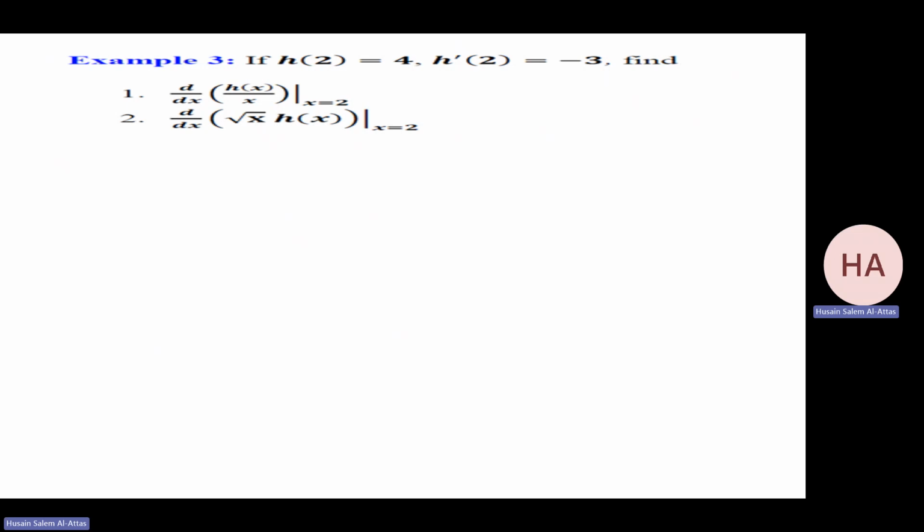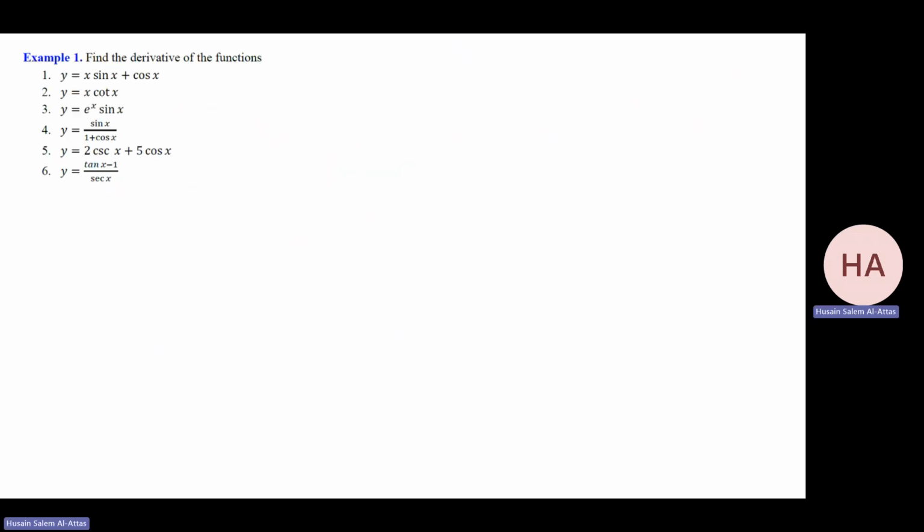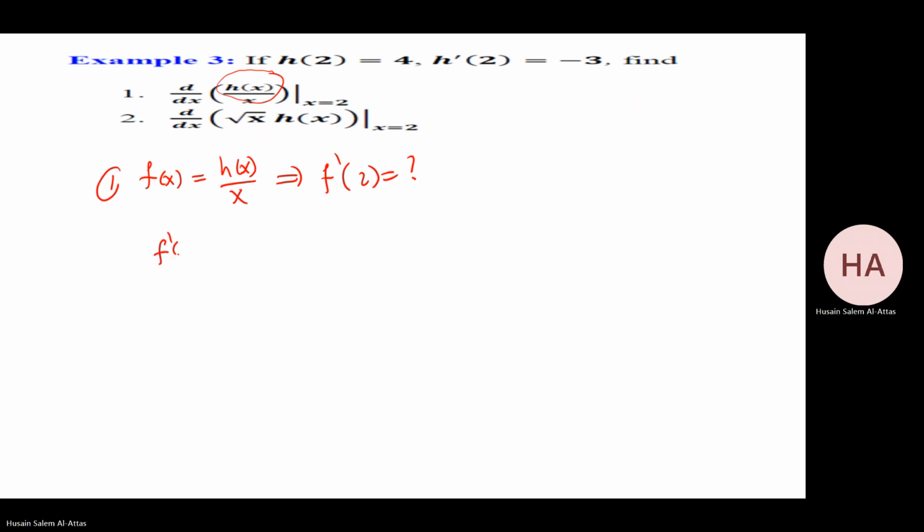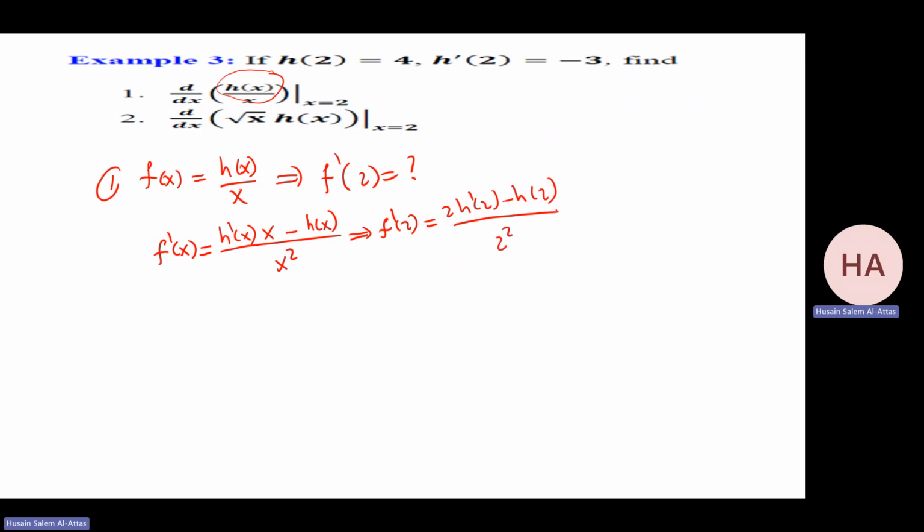If h of 2 equals 4, find h prime of 2. He gave me h of x, and he wants me to find the derivative of this. So let me call f of x, number 1. If I call h of x over x, I need to find f prime at 2. So first I find f prime, which is the quotient rule: derivative of the numerator, h prime of x, times the denominator, minus derivative of x, which is 1, times h of x, over x squared. So f prime at 2 will be 2 h prime at 2 minus h of 2 over 2 squared. H prime at 2 is minus 3, so that is minus 6. Add 4 over 4. So it's minus 10 over 4, which is minus 5 over 2.